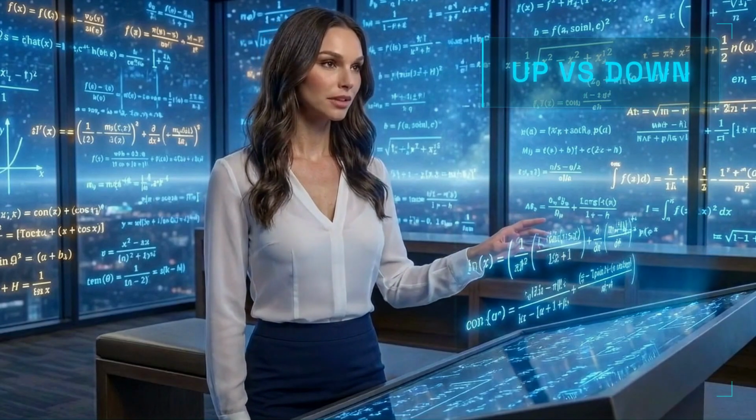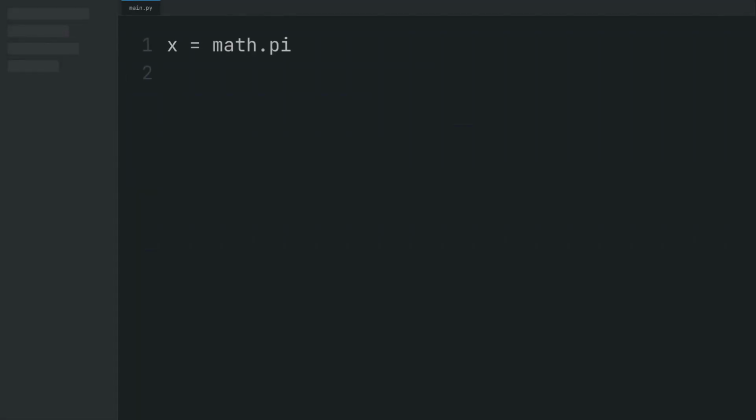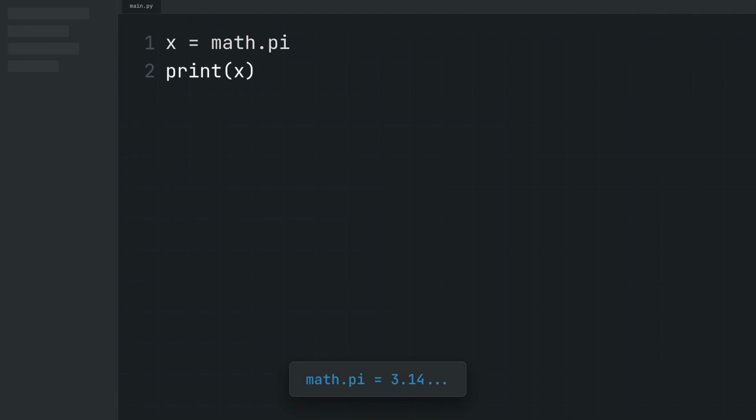Finally, the math module gives us access to mathematical constants like pi. The math.pi constant returns the precise value of pi. This is essential for any calculations involving circles or advanced geometry in your code.